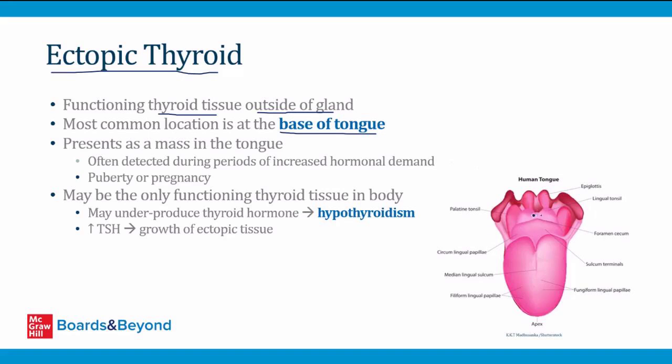So cells at the base of the tongue, the base of the pharynx, normally dive into the neck to form the thyroid gland. Sometimes some of those cells remain behind in the tongue, and they can become functioning thyroid tissue, and that's an ectopic thyroid.